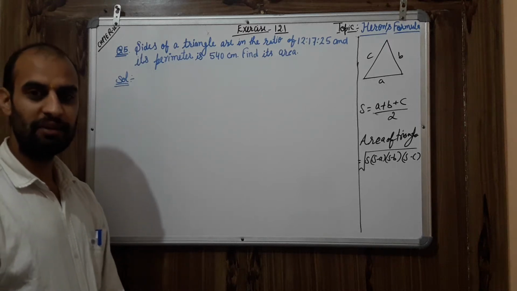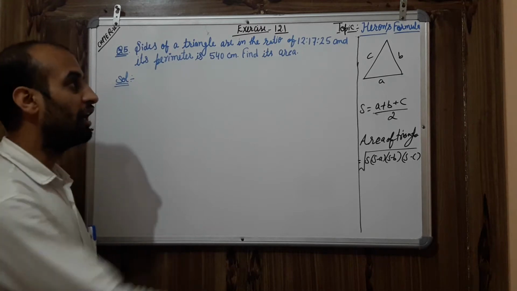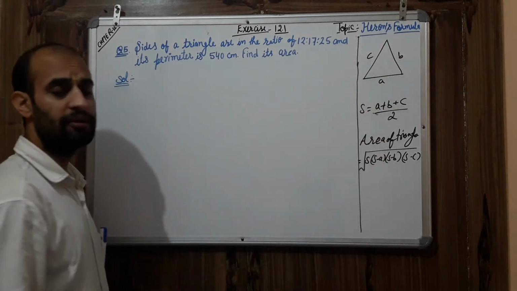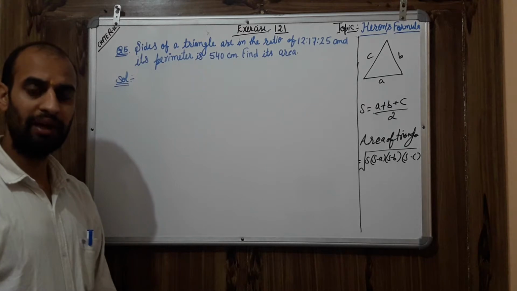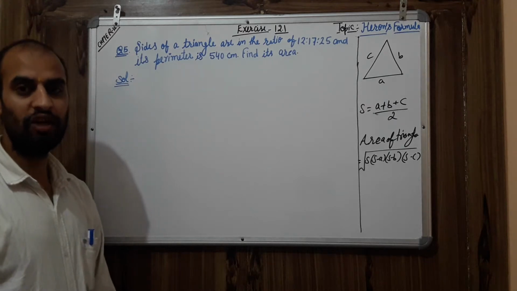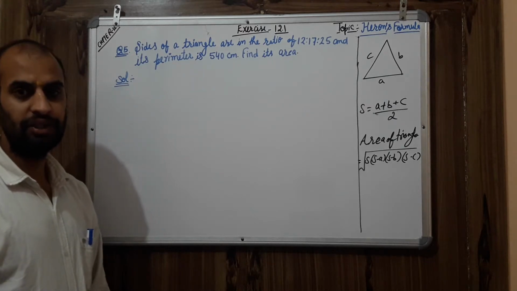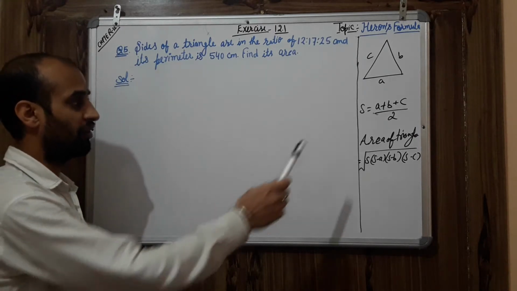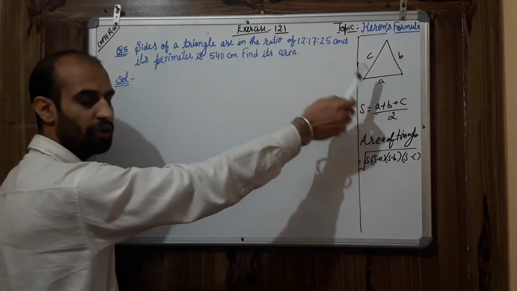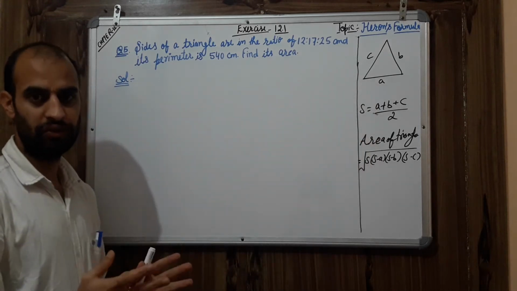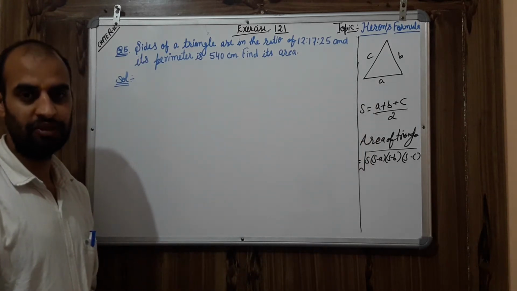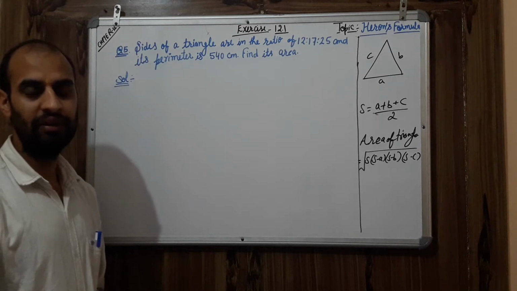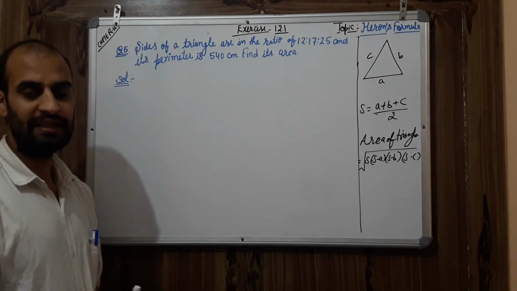As you all know, we are in chapter number 12, that is relating to Heron's formula. So in this formula, we are discussing the area of a triangle as well as the area of any quadrilateral. Today I am going to tell you about a triangle when its sides are not given to you; it is given in the form of a ratio along with its perimeter. So how to calculate the area, because the sides are not given exactly?